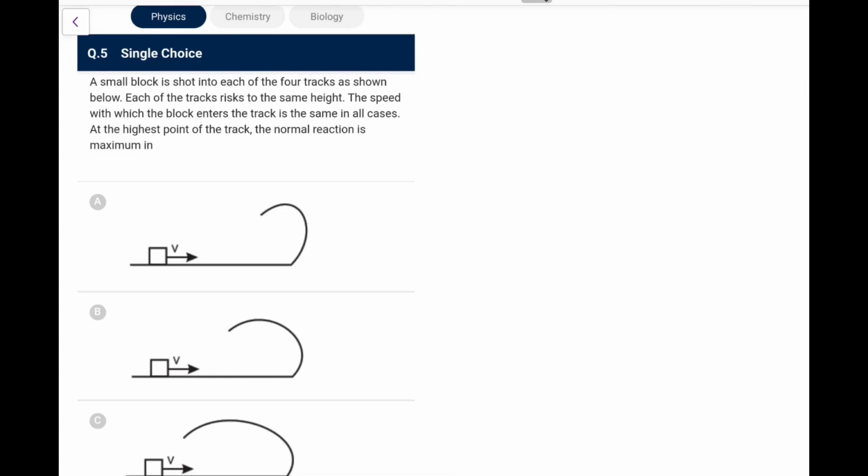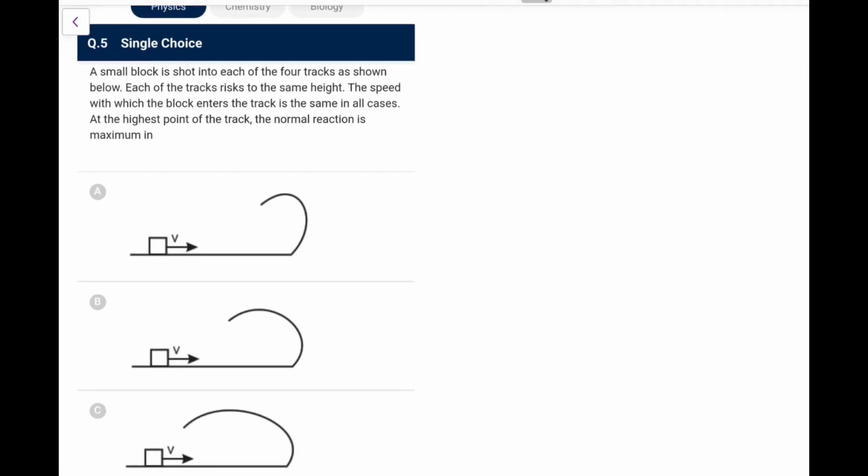Next one. A small block is shot into each of the 4 tracks as shown. Each of the tracks rises to the same height. The speed with which the block enters the track is the same. At the highest point, the normal reaction is maximum in which track?